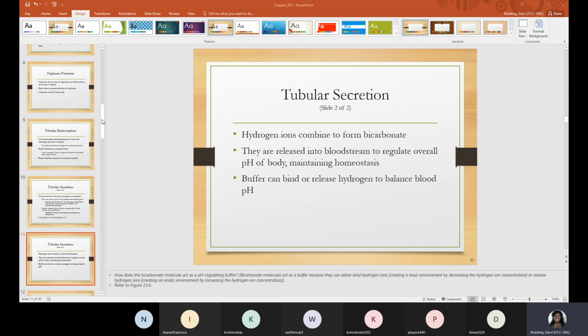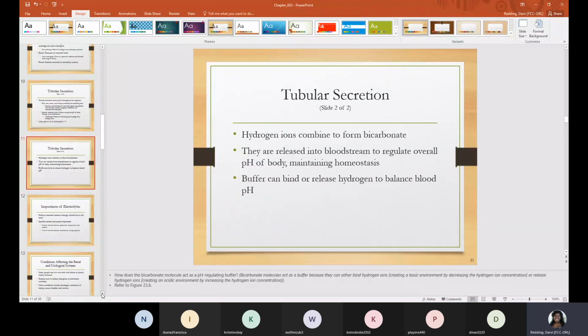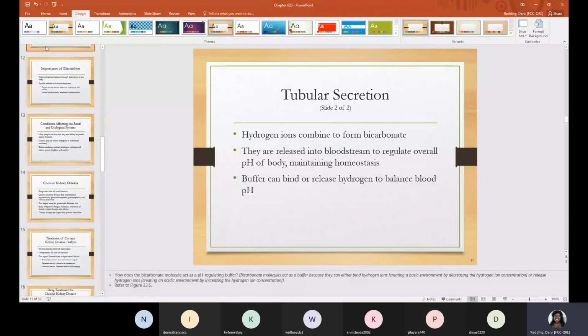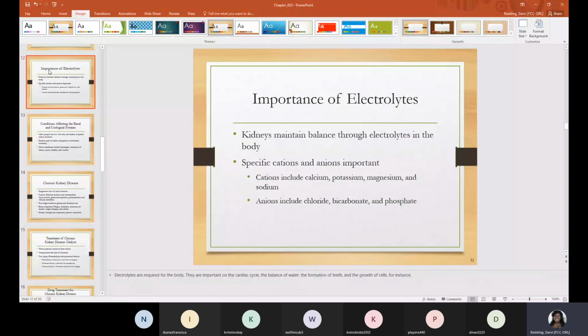Now that we've learned a little bit more about the tubular secretion, we'll next learn about the importance of electrolytes. I mentioned before that when the body is in the system, we more than likely have water and electrolytes.